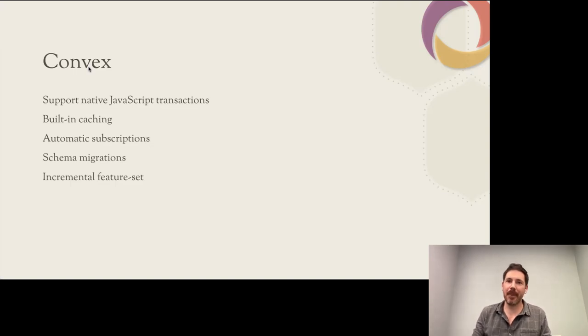So that's Convex. It's a database we're building. It's launching very soon, in a couple of weeks. It supports native JavaScript transactions, built-in caching, automatic subscriptions, schema migrations, and an incrementally deployable feature set. But most importantly, we believe it makes databases more usable for developers because it provides the abstractions they need to ignore what's going on inside the database. And that's that.